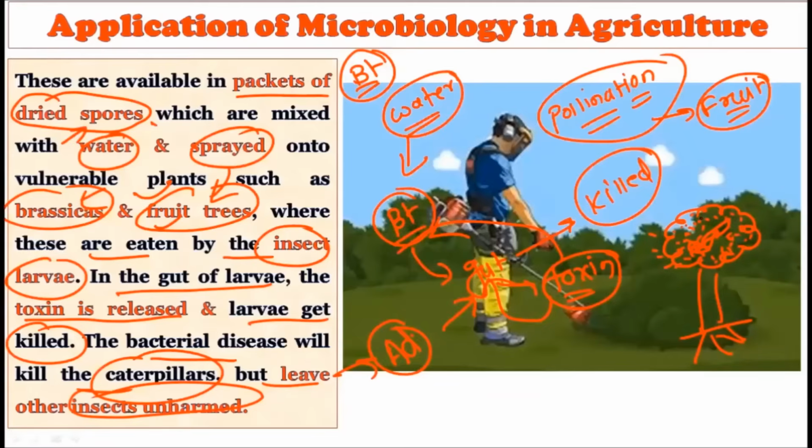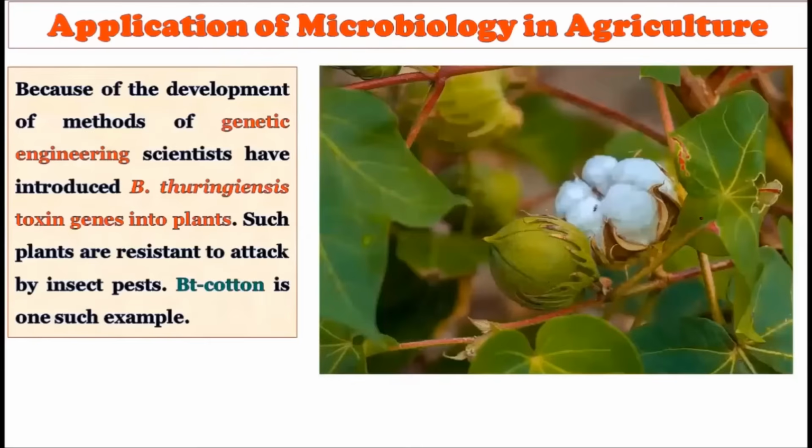Okay, so this is how we can use the Bacillus thuringiensis to save our agricultural fields from the caterpillars. Now see, because of the development of the methods of genetic engineering, we will take the introduction of the BT cotton. Because this is an important topic always for the UPSC mains examination, let's take the introduction for this.